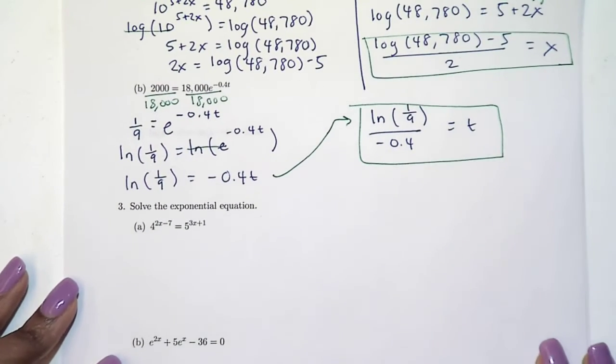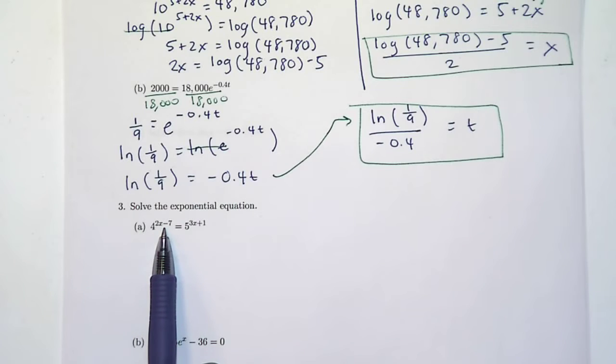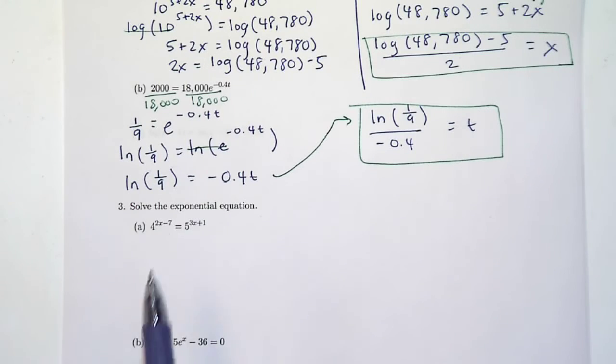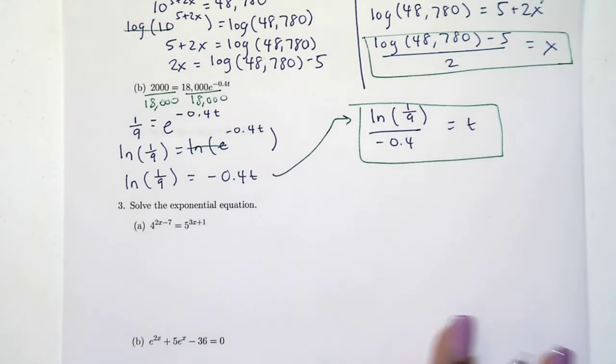All right, let's look at this one. This one looks a little different: 4 to the 2x minus 7 equals 5 to the 3x plus 1. Okay, this is a little different from before because we can't write 4 as something raised to a power to look like 5, and we can't rewrite 5 as 4 raised to some power. So what do we do here? We're kind of stuck. However, we can use our good friends logs to help us out.